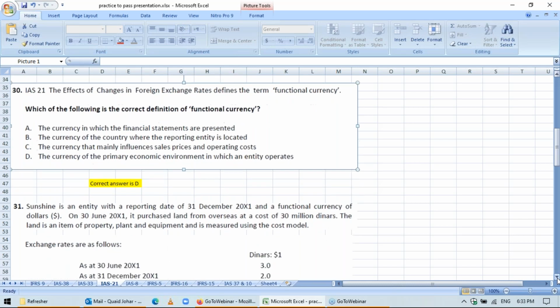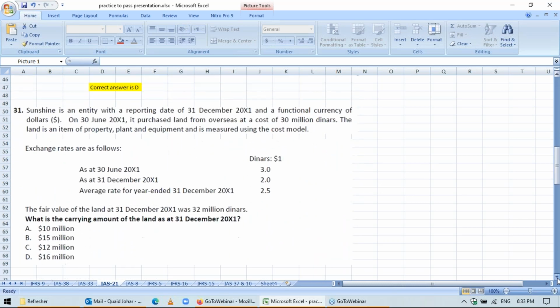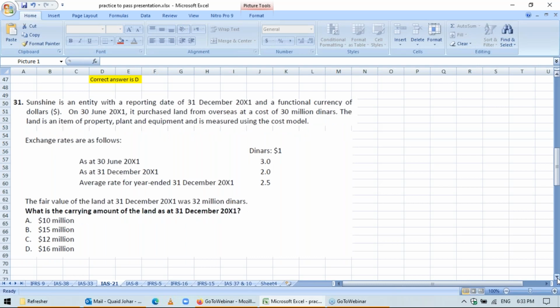Okay, students, let's move on to question number 31. So please go through it. So what they say in 31 is that Sunshine is an entity with a reporting date of 31st December 2001 and a functional currency of dollars. Now, on 30th June 2001, it purchased land from overseas at a cost of 30 million dinars. Now their own currency is dollars and the foreign currency transaction is of 30 million dinars.